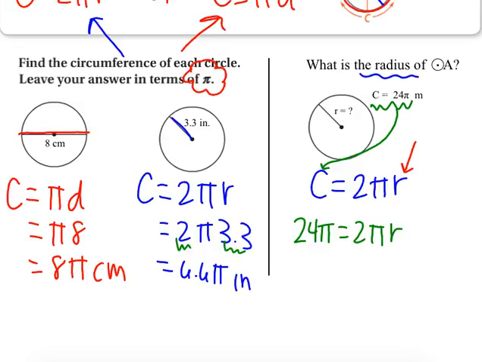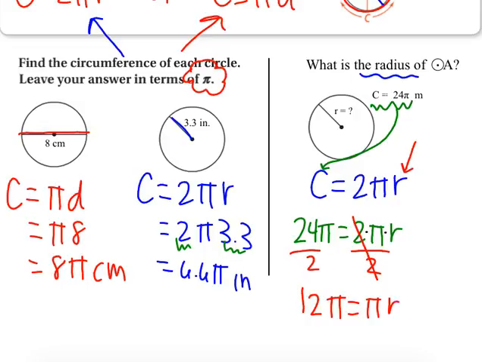So this is just straight multiplication, guys. All this means is 2 times pi times r. So how do you undo multiplication? You divide. So I'm first going to divide by 2. Those go away. 24 divided by 2 is 12.